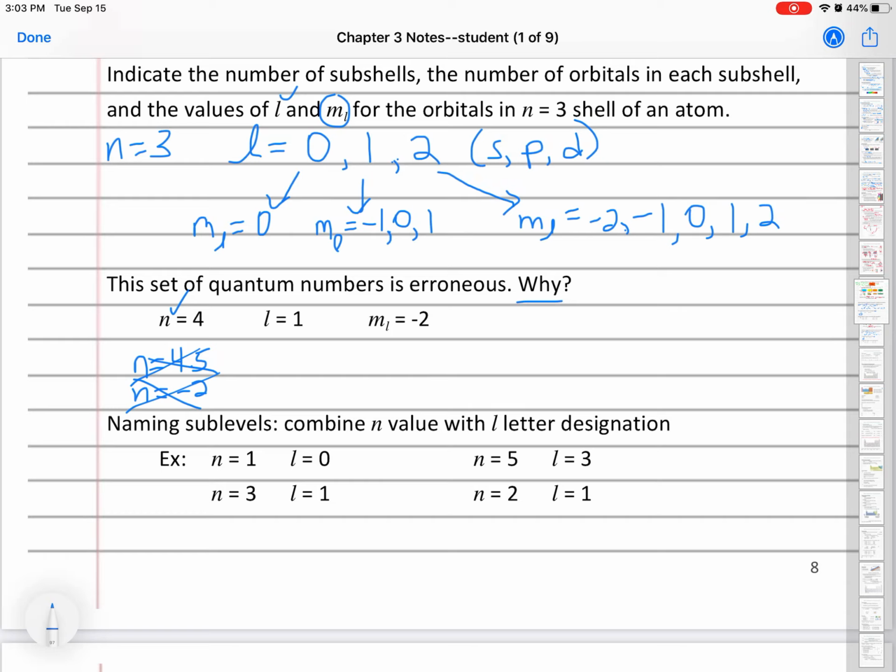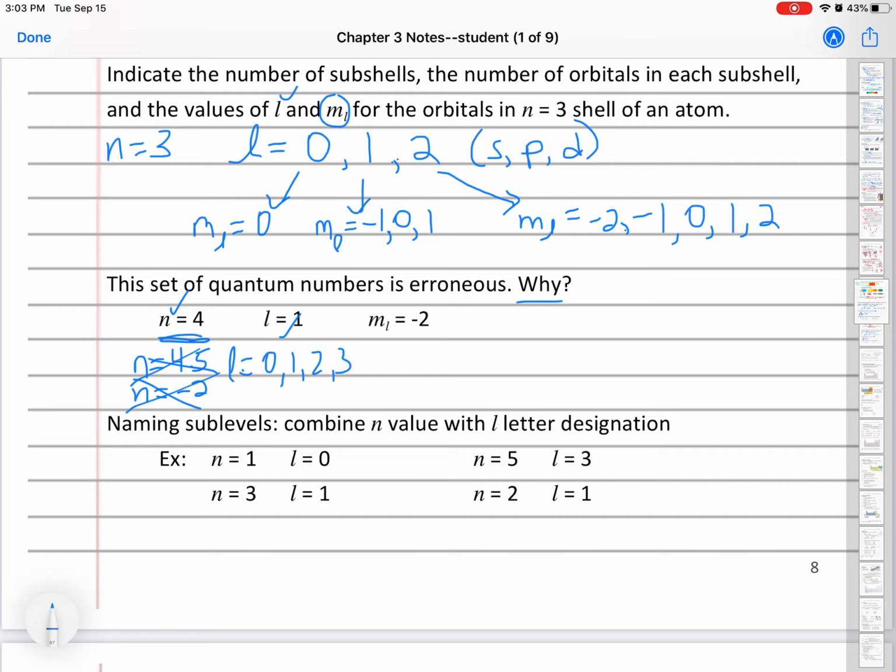Now we go over to L. L equals 1. The question is, can it equal 1 if you have an n of 4? And yes, for an n of 4, L could be 0, 1, 2, or 3. So an L of 1 is fine. An L of 4 would not be, because you could have an L of 4 if n was 5, but not if n is 4.